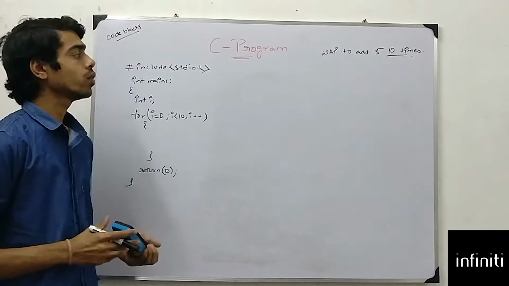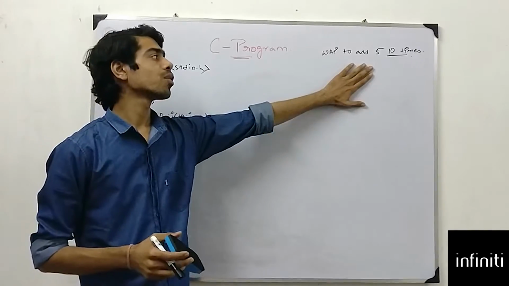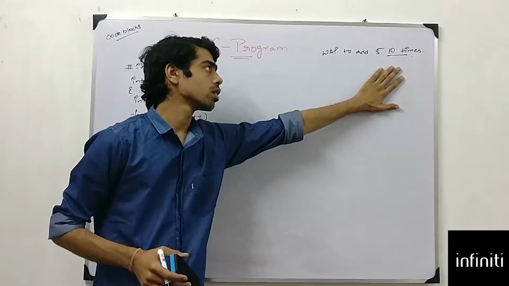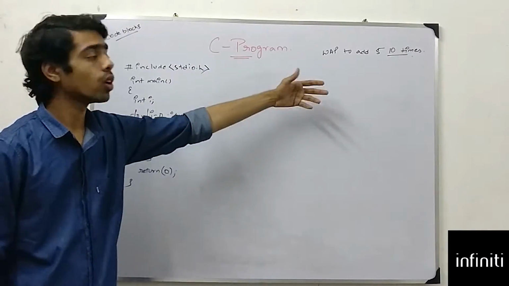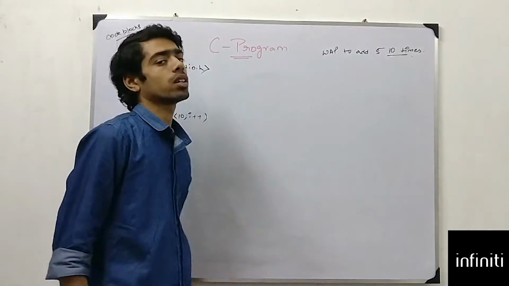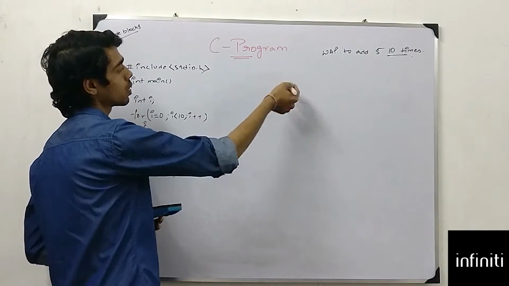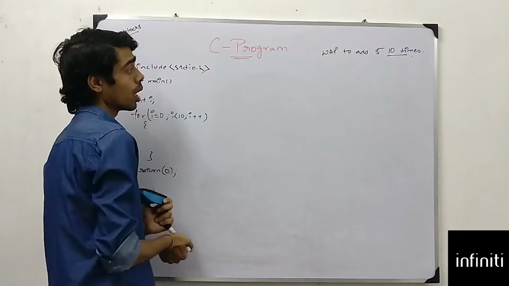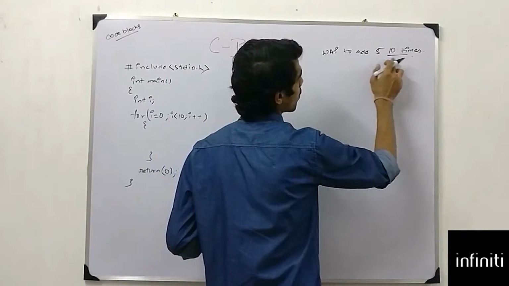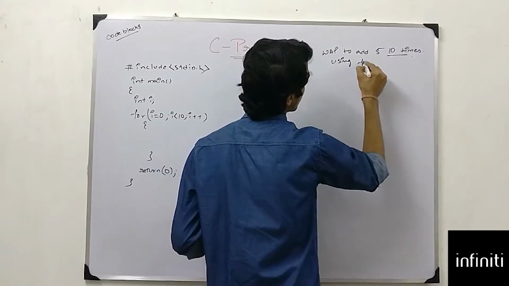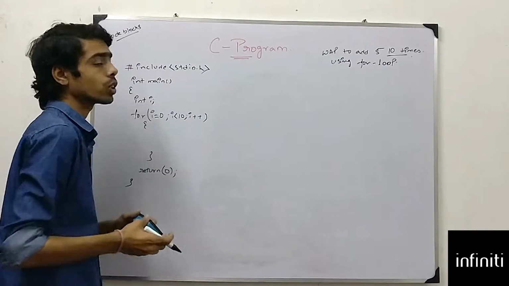Now in this code we are going to write, we have to add 5 10 times. As I've said, we can use a for loop for adding 5 10 times. If you want to add 5 10 times, you could just do 5 plus 5 plus 5 plus 5 and add it 10 times. But write a program to add 5 10 times using a for loop. How should I do that?